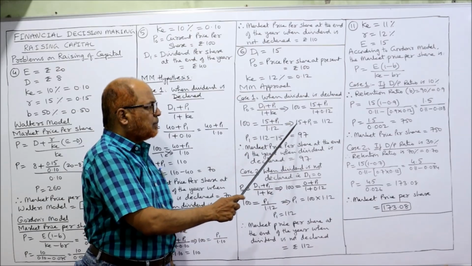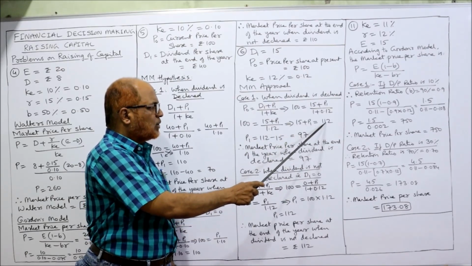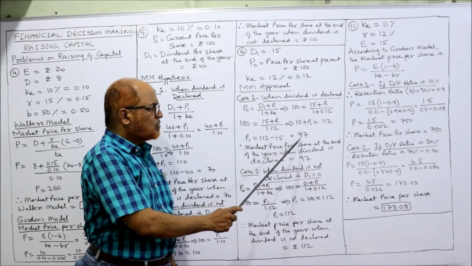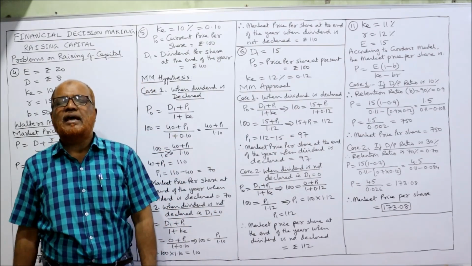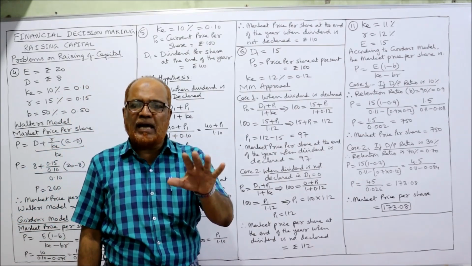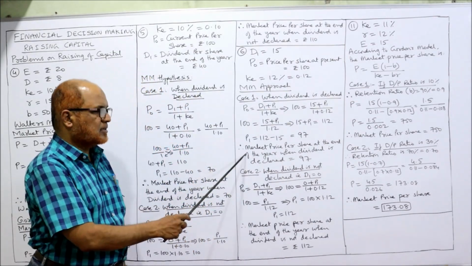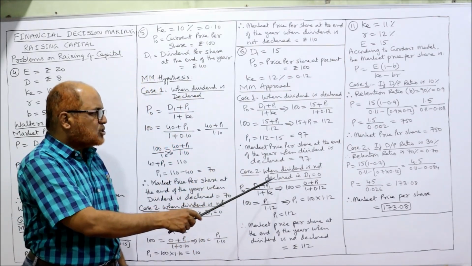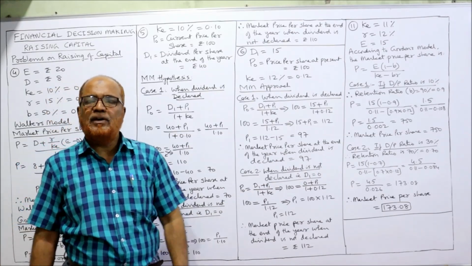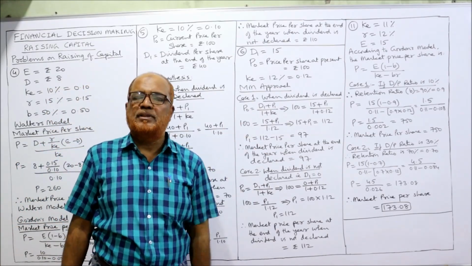Now if we make a cross multiplication, 15 plus P1 is equal to 112. P1 is equal to 112 minus 15, which is 97. So 97 is the market price per share at the end of the year if dividend is paid. That's it.